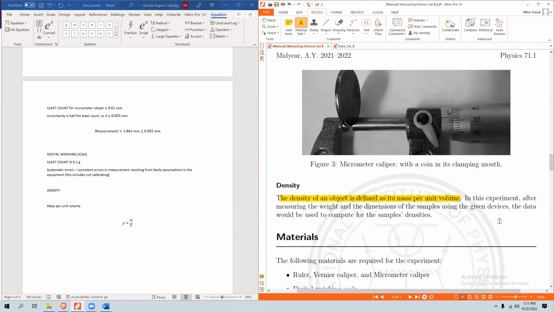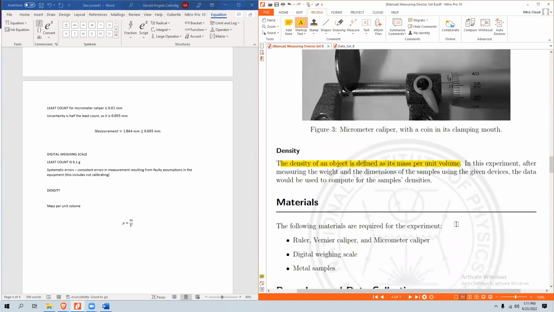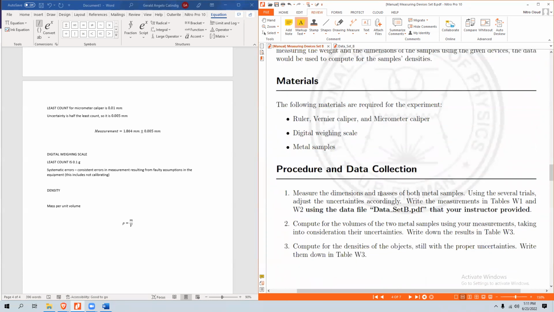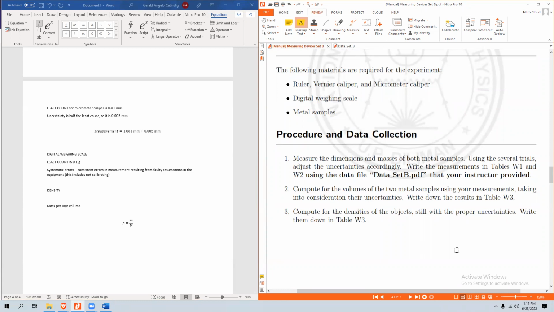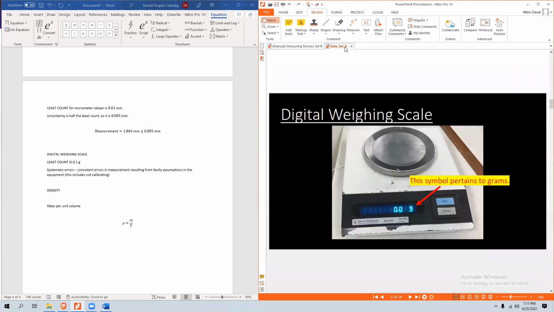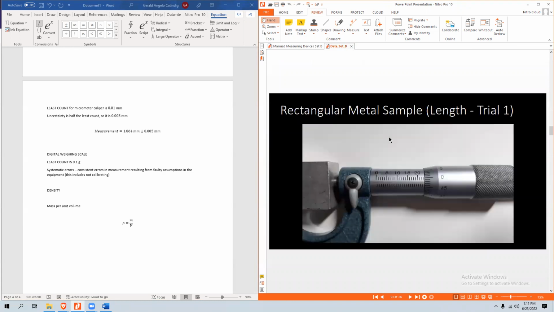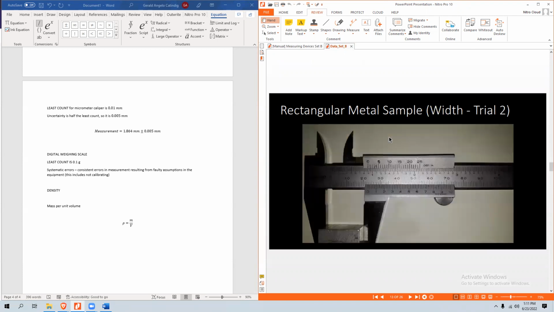We would be measuring the weight and dimensions of the samples using the given devices, and the data would be used to compute for the sample densities. So, yung materials natin dito, we already have your measuring devices: ruler, Vernier caliper, micrometer caliper, digital weighing scale, and metal samples. So basically, nandito naman yung instructions. So gagamitin natin itong data set. So yung data set, nandito na actually yung measurements.